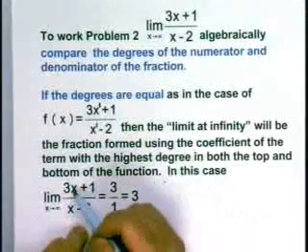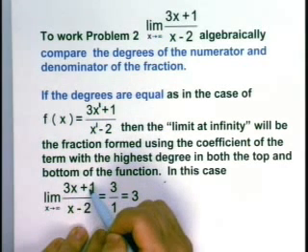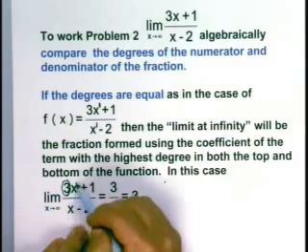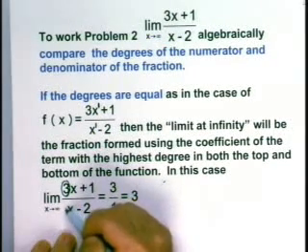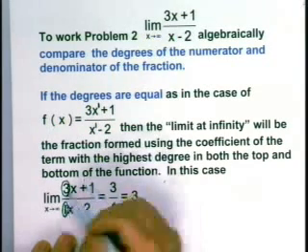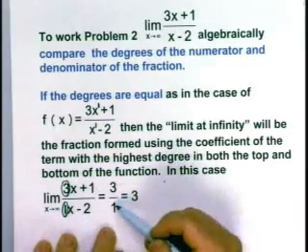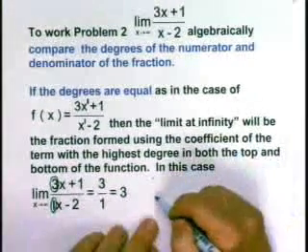In our situation, the coefficient of the expression in the numerator would be 3, because this is the term with the highest degree. In the denominator, the coefficient would be 1. And so the limit as x goes to infinity, according to this rule, would be 3 over 1, which is equal to 3. Let's look at another quick example.